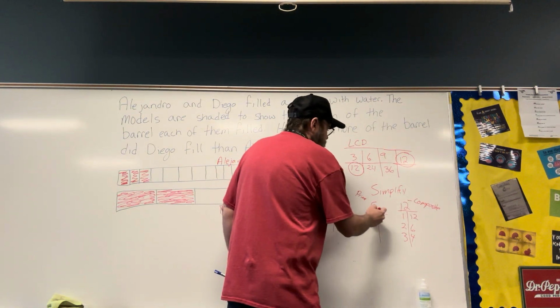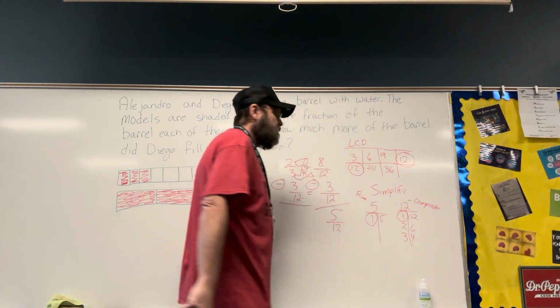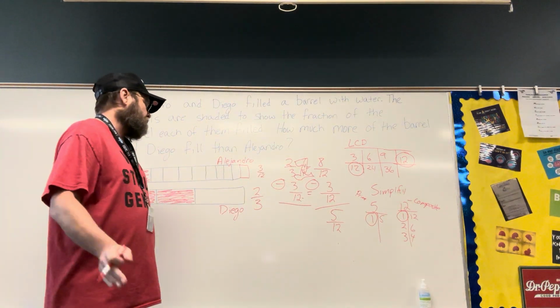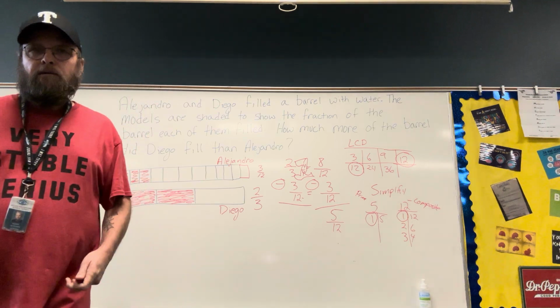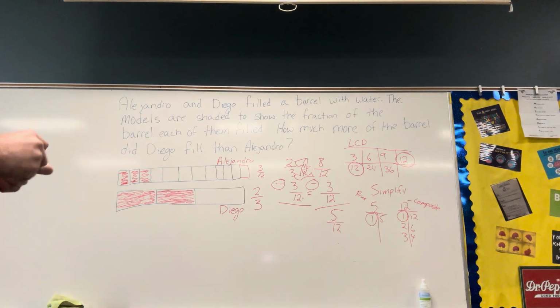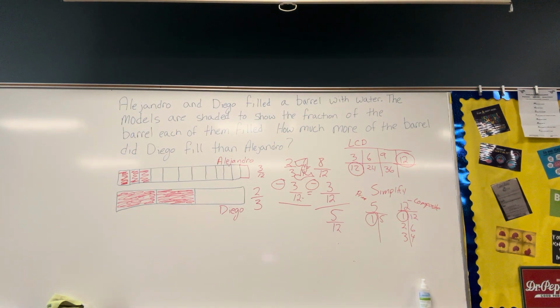The only thing they have in common is the number 1. If that's all they have in common, it cannot, will not, may not be simplified. So my answer is 5/12. Diego filled 5/12 more than Alejandro filled.